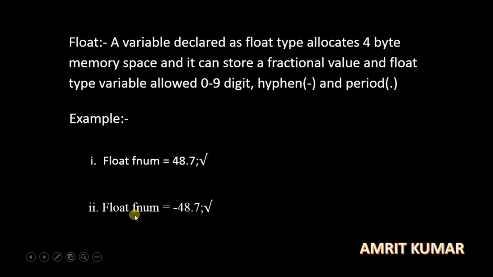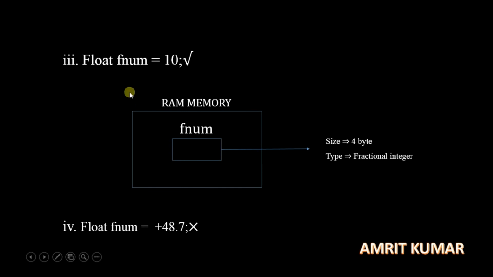Another example, if we look at the fnum now, then float is the data type of fnum. So fnum is equal to hyphen 48.7. So this is also a right statement. Okay. Moving on to the next example, that is fnum.